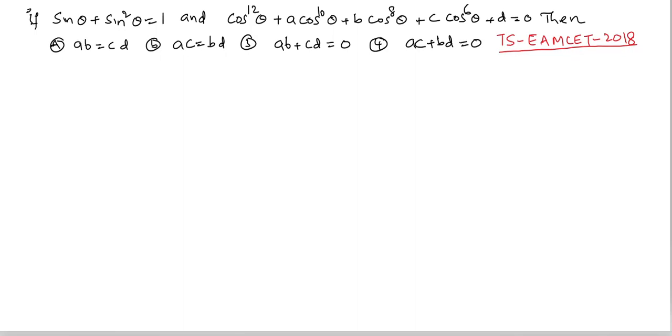If sin theta plus sin square theta is equal to 1 and cos power 12 theta plus a cos power 10 theta plus b cos power 8 theta plus c cos power 6 theta plus d is equal to 0, then dash. Options: first AB is equal to CD, second AC is equal to BD, third AB plus CD is equal to 0, fourth AC plus BD is equal to 0. This is a TSM set 2018 question.